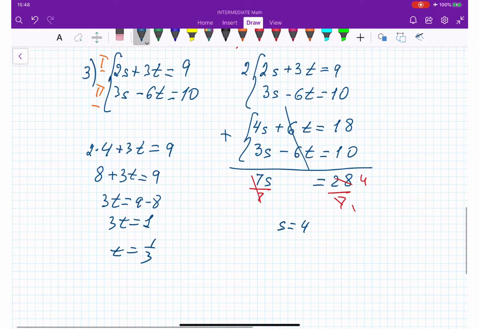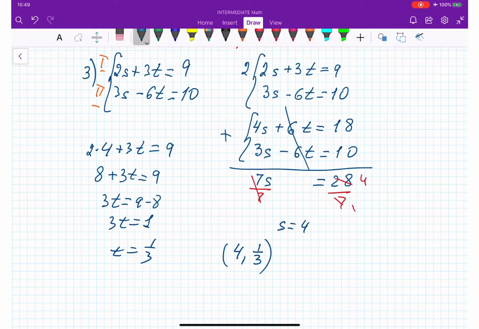And from here, since it's not x and y, you are using letters by alphabet. So s comes first, t comes second, which means s is acting here as an x, 4, and t is acting as a y, so it will come second. Okay?